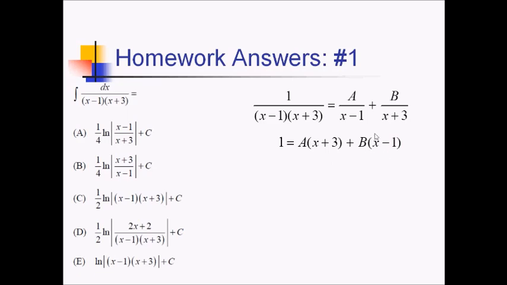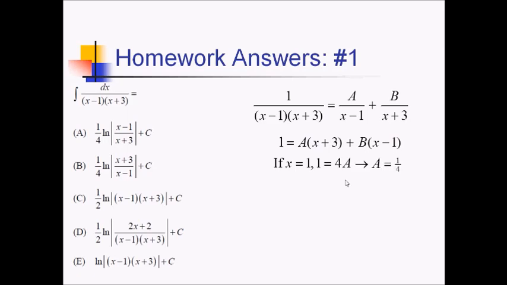I'm going to pick an x value of 1 to zero that out. So then I've got 1 equals, and now I just have this A term. We have A times 1 plus 3, or 4A. Dividing both sides by 4, I have A equals 1/4.